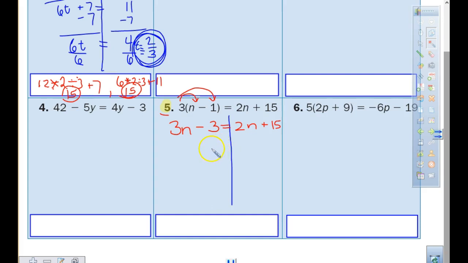Right, what do you do next? Right, because we want all our rectangles on one side. So what are you going to do when you take the 2n? Subtract it. So we want to subtract 2n from both sides. Okay?